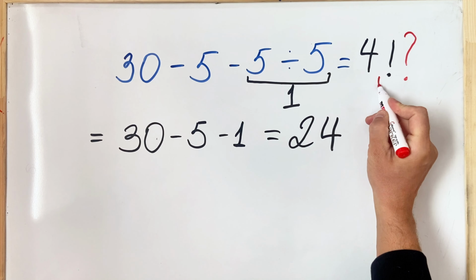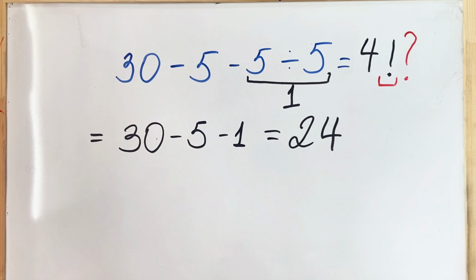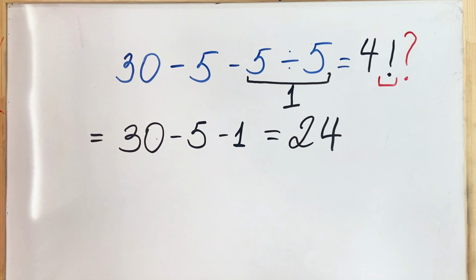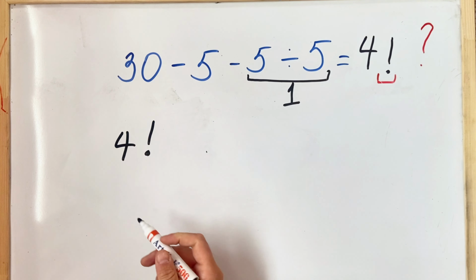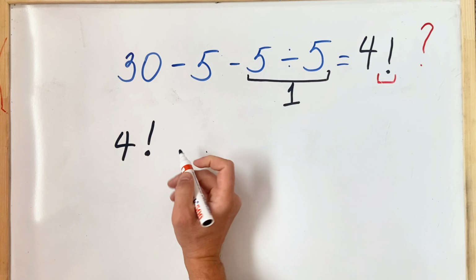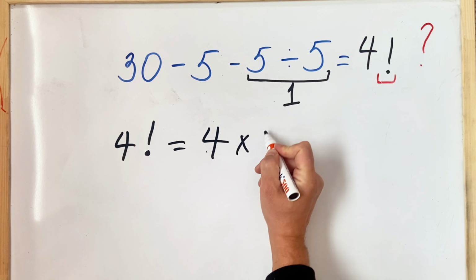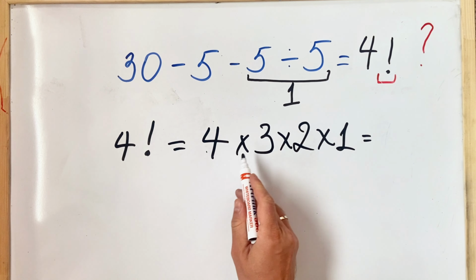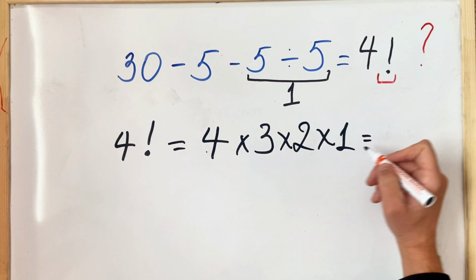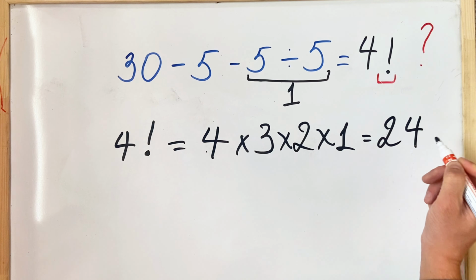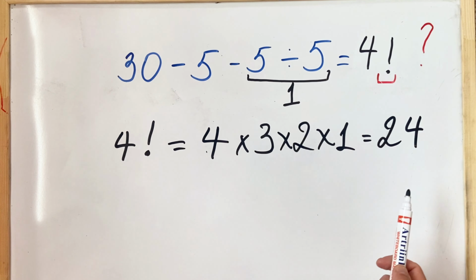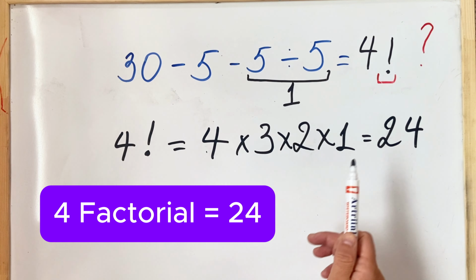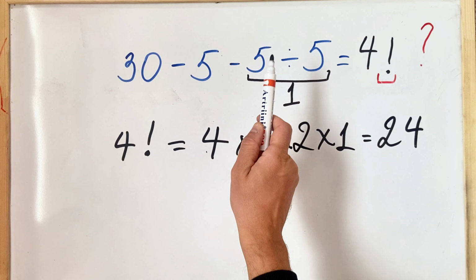I don't know if you noticed, but we have here the exclamation sign. So in math, the exclamation sign means factorial. 4! reads as 4 factorial, which means 4 multiplied by 3, multiplied by 2, and multiplied by 1. So we have 4 multiplied by 3 is 12, multiplied by 2 is 24, 24 by 1 is 24. So the joke, if you fell for this joke, is this equation equals 4 factorial, which means 24. So the result of this equation, of course, is 24.